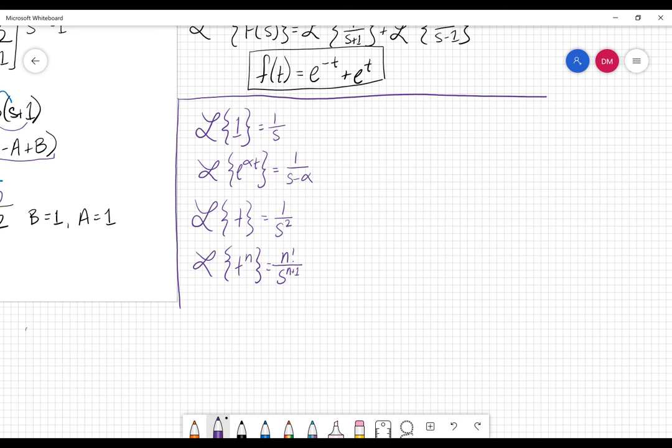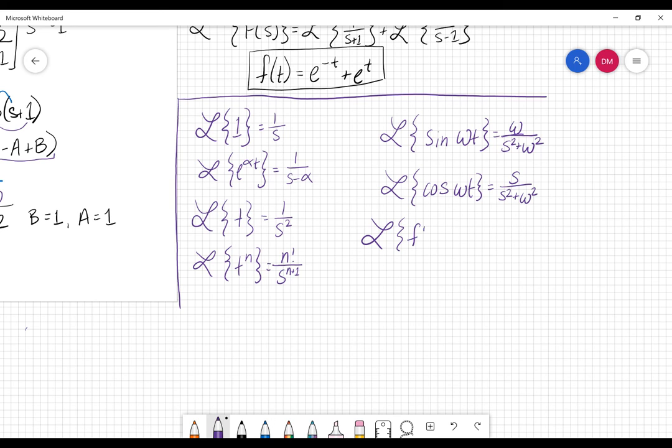All right, and then our trig functions, the Laplace of sine of omega t. We have omega over s squared plus omega squared. I did tell you the table would have cosine. I'll go ahead and include that here as well. The Laplace of cosine of omega t is equal to s over s squared plus omega squared. Very close.